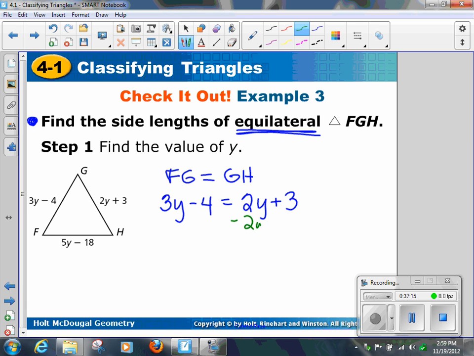Subtract 2y, and then I'm going to add 4. All right, I'm going to do all that in one step. y is equal to 7. How many of you had y equals 7? Very good, y'all. Now what?